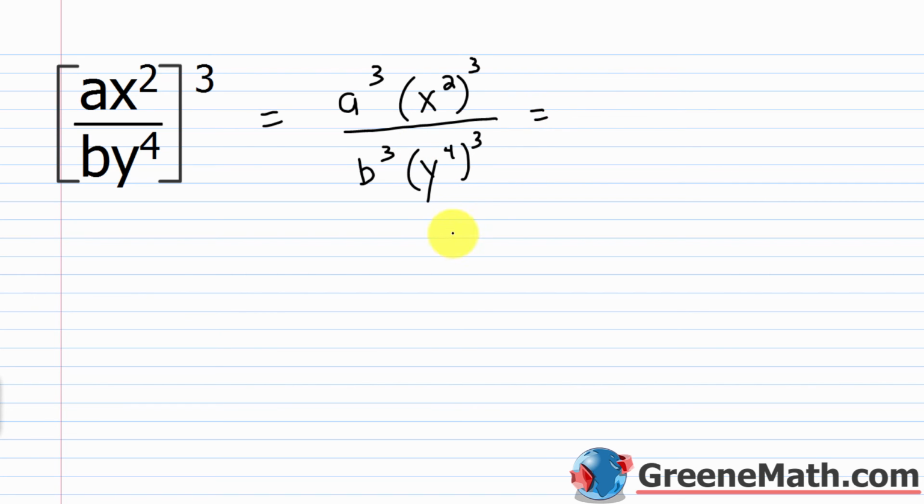And then simplifying this, I get a cubed. X squared to the third power is x to the sixth power. This is over b cubed. And then y to the fourth power raised to the third power is y to the 12th power. So I have a cubed x to the sixth over b cubed y to the 12th.